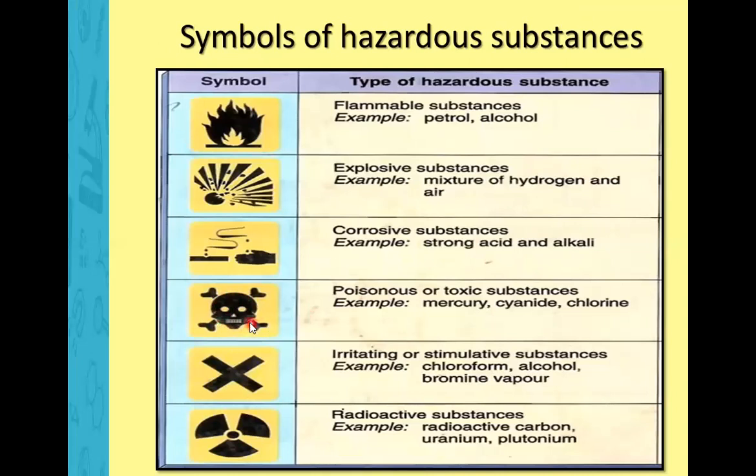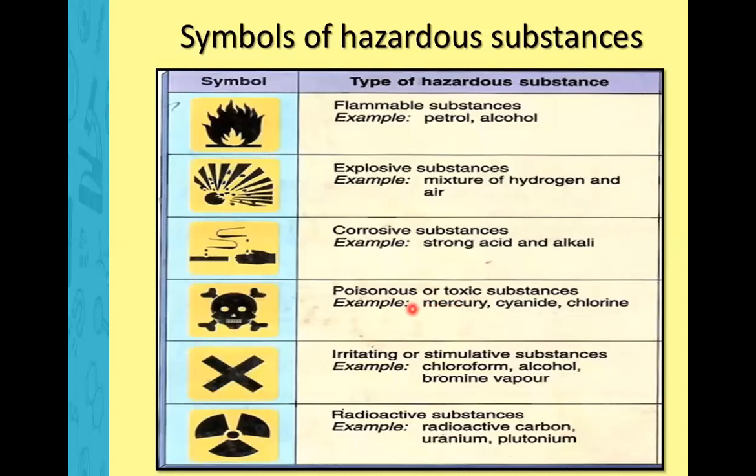This is the sign of skull and bones, and this symbol is for poisonous or toxic substances. So what are poisonous or toxic substances? They are the substances that can cause death, injury or harm to organs, usually by chemical reaction or other activity when an organism absorbs a sufficient quantity.